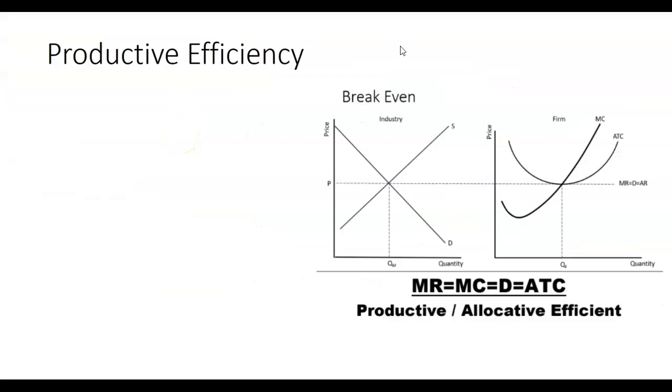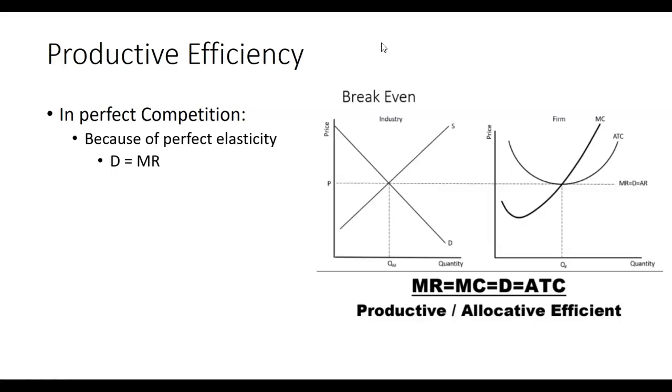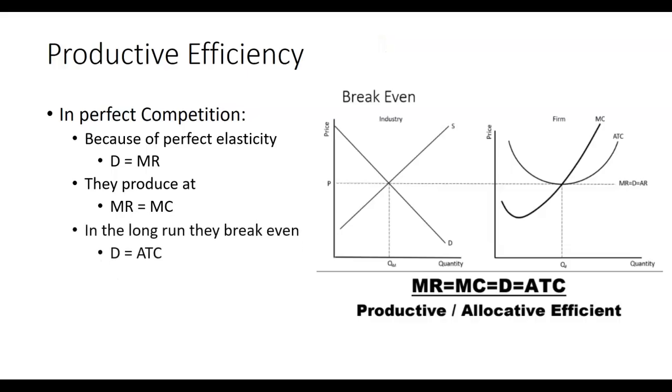So let's talk a little bit about that productive efficiency. All right, so in perfect competition, the demand is equal to the marginal revenue. That's the whole perfect elasticity thing. Okay. They're profit maximizing, so marginal revenue equals marginal cost. In the long run, firms break even. As firms are able to enter and leave the market, they're going to continue to do so until they break even. So the demand is equal to the average total cost.